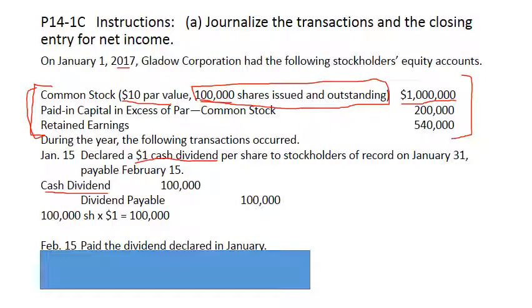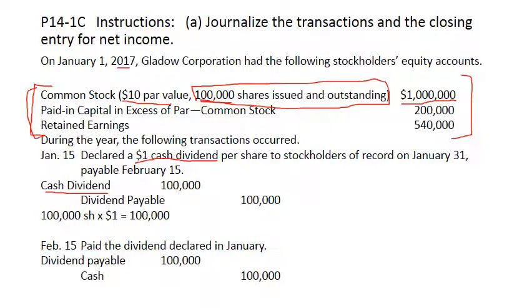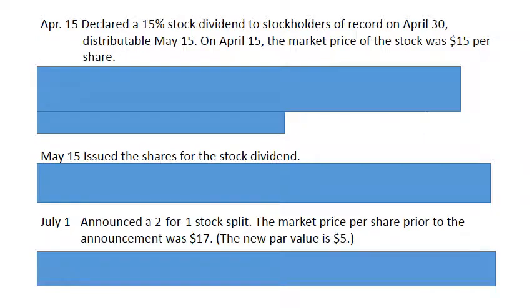So on the 15th, we're going to make the payment. The dividend payable is going to be settled, and we're paying that with cash. That's because it's a cash dividend. So we're going to settle with cash. On the next screen, we're declaring a 15% stock dividend.